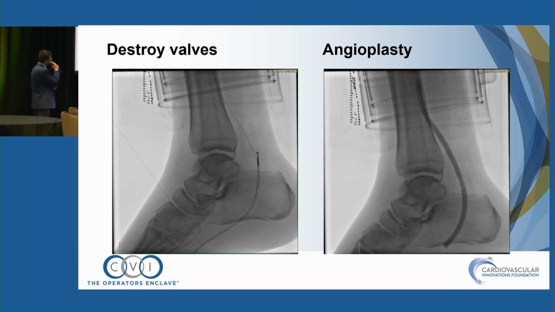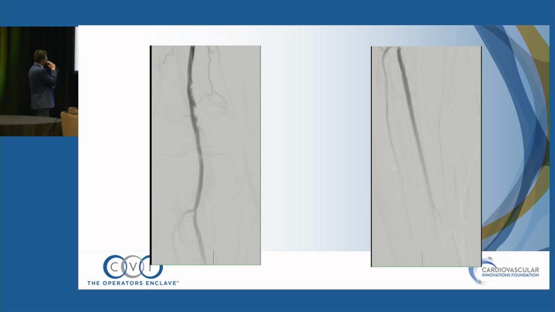We then go ahead and put the covered stent, Viabahn stent, from artery to the vein, followed by destroying the valves using the valvulotome, and did an aggressive angioplasty to make sure there's no residual narrowing in the veins. This is the follow-up angiogram. So as we can see, inflow is pretty good. The vein is looking okay here.